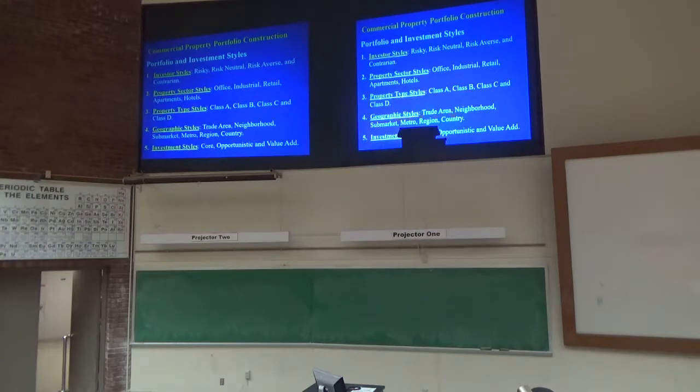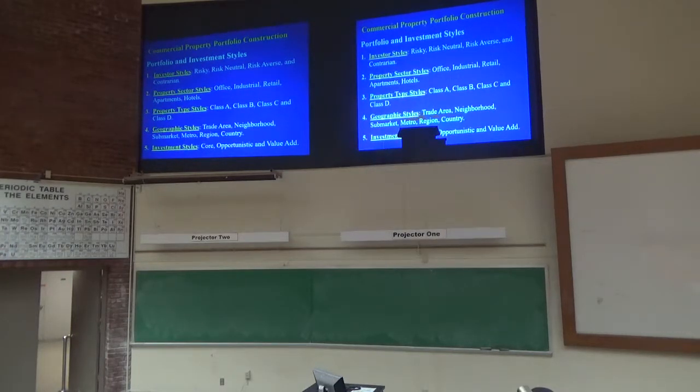And then you have property sector styles. I want to build a portfolio just of office, or just industrial, or just retail, or just apartments, or just hotels. It's easier to do that than putting together a portfolio across multiple property sectors, because if I want to sell my portfolio and get out, and it's all industrial, I go find an industrial investor to sell the whole kit and caboodle to. It's easier for them to value the portfolio if they're all the same property sector. Okay? If they're multiple property sectors, it's harder to sell.